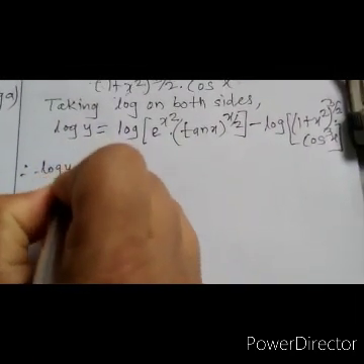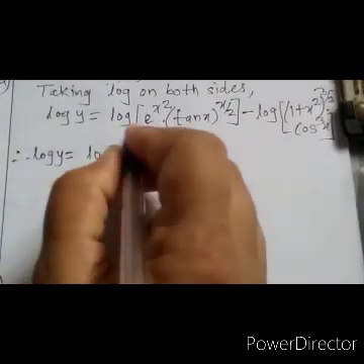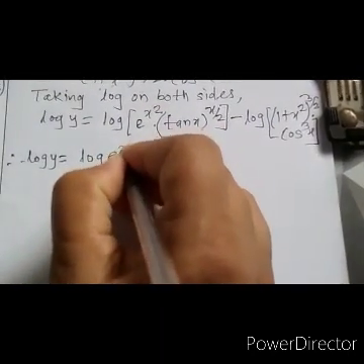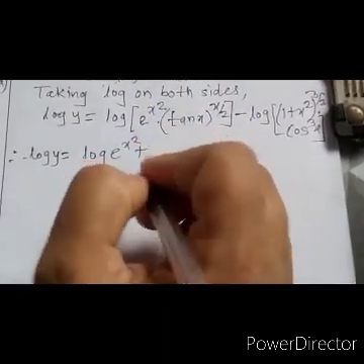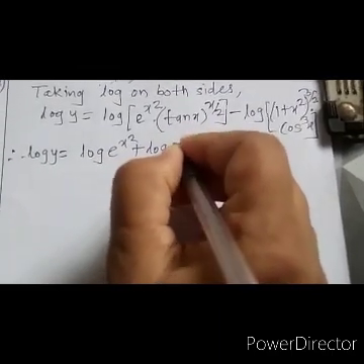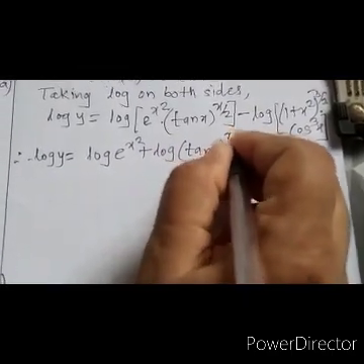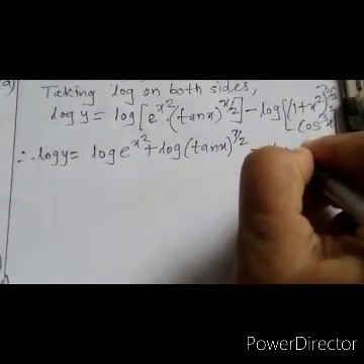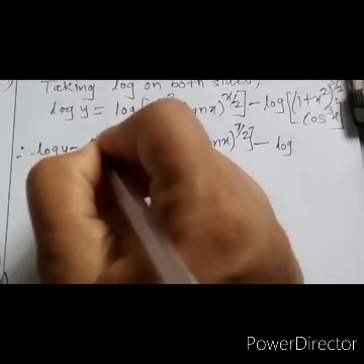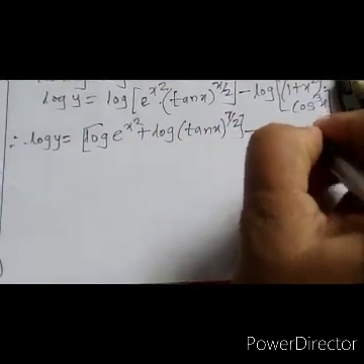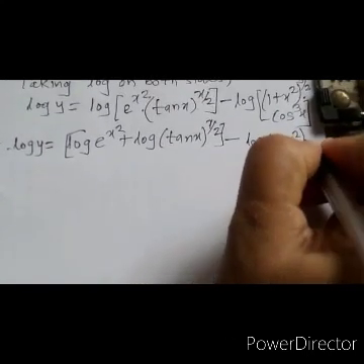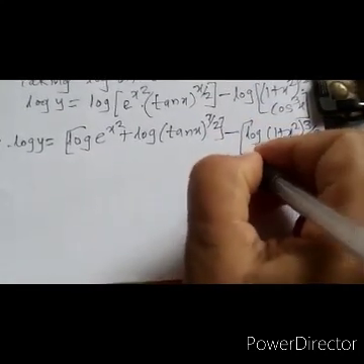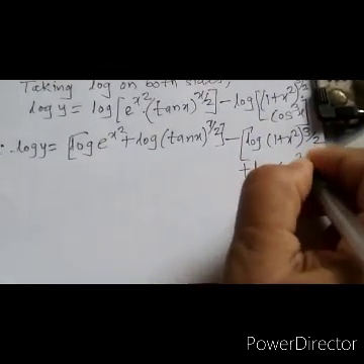Now see here, log y as it is, equal to log of, we can distribute log to both these terms, therefore log of e^(x²), plus in multiplication we can take plus sign, log of (tan x)^(x/2), minus log of (1 + x²)^(3/2), plus log of cos³x.